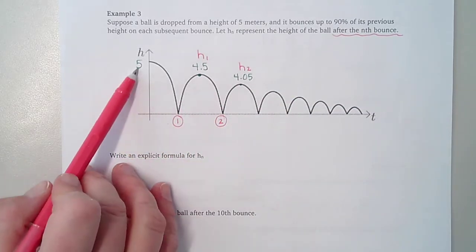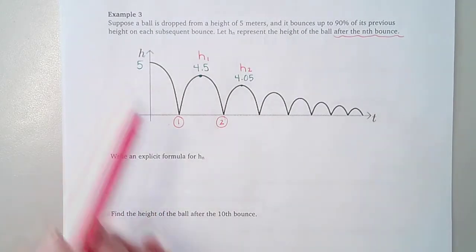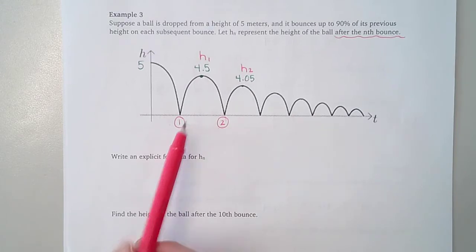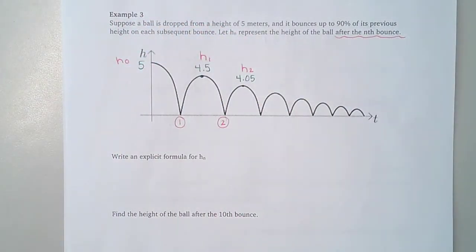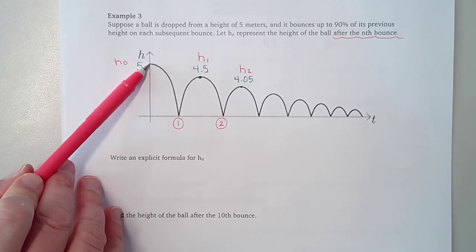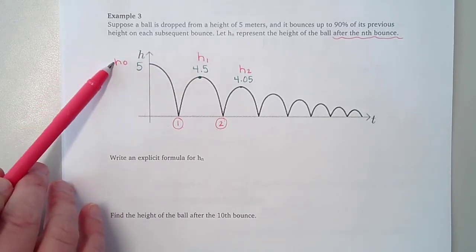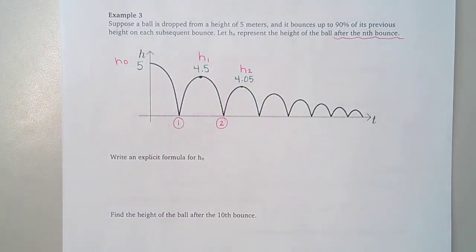So what does that mean about this 5? This 5 can be kind of confusing for people. This is before bounce number 1. This is technically like h0. This particular sequence has a term 0 in it, and that should make sense to you because that's also your y-intercept if we're thinking about this as a graph, and the y-intercept is always when x is equal to 0.